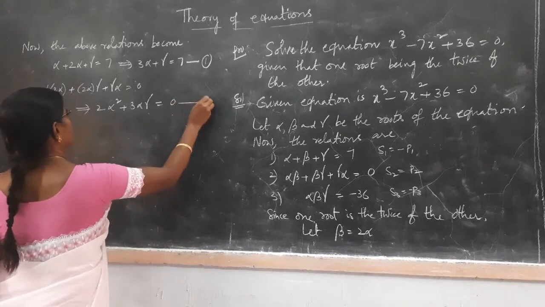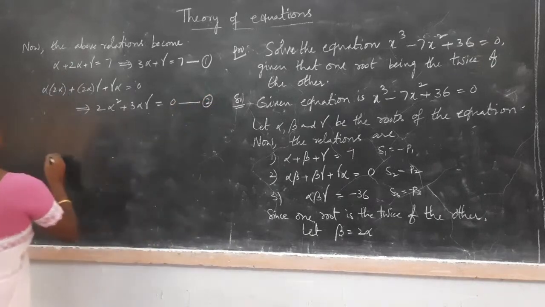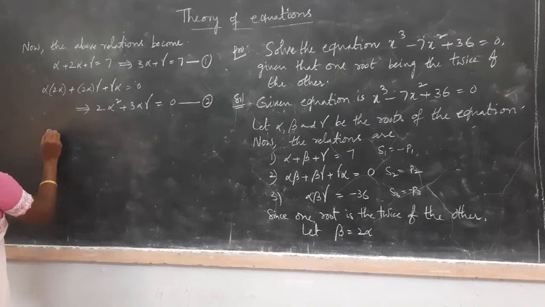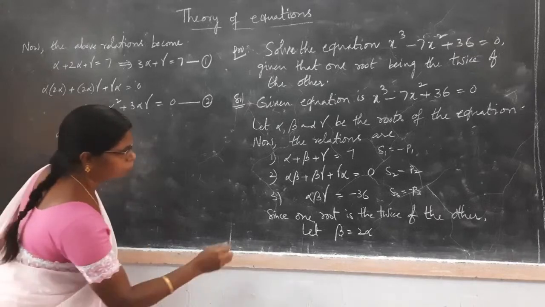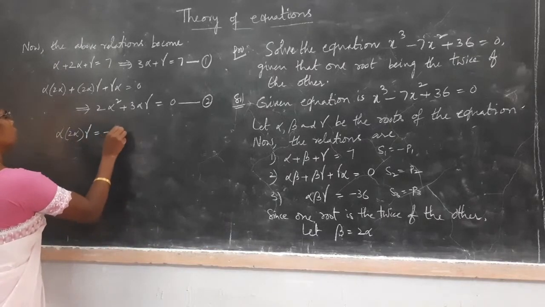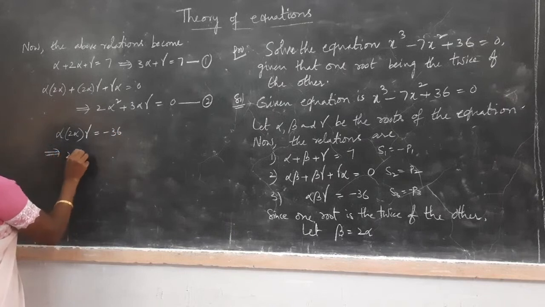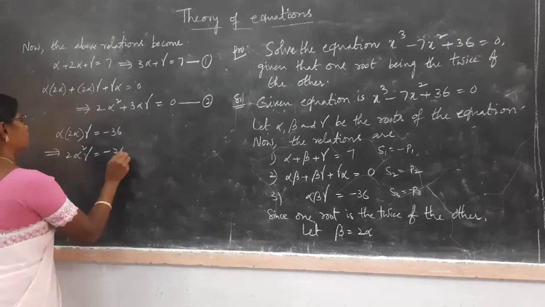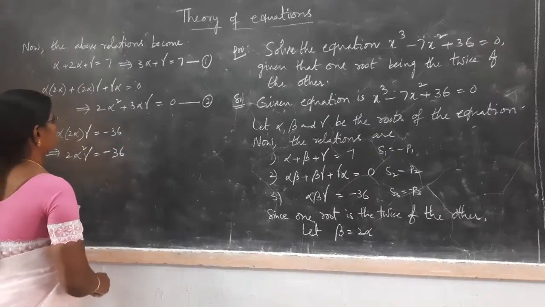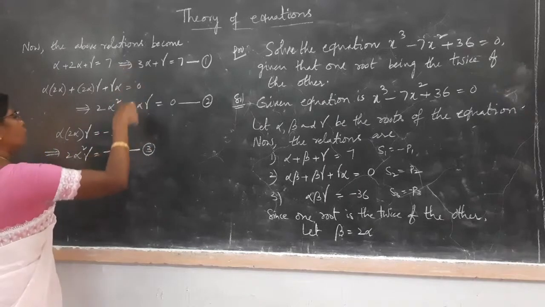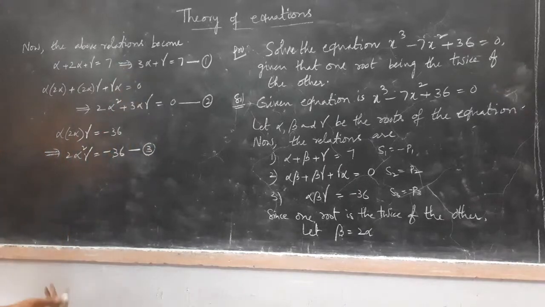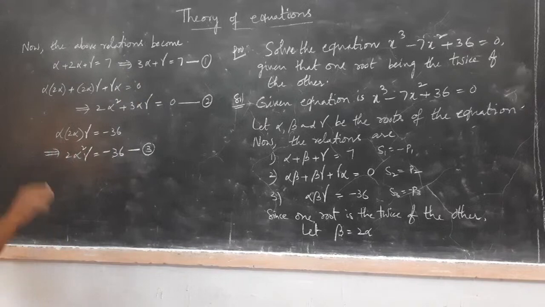So this is the second one. Okay, third relation: alpha beta into 2 alpha gamma is equal to -36. This implies 2 alpha square gamma is equal to -36. Okay, this is the third. So these 1, 2, 3 relations that I wrote, by solving them we can find alpha, beta, gamma.